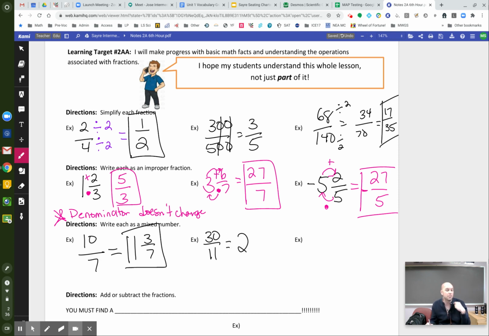right? Because 11 times 2 is 22. And then again, let's do some mental math: if I have 30 minus 22, that means I have 8 left over. So 8 over 11. Okay. And that's how you do those.